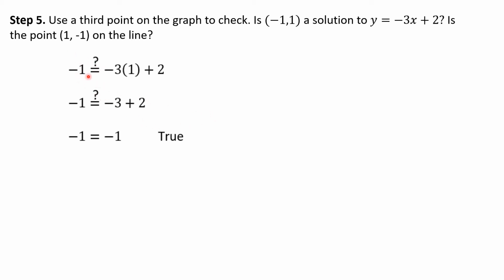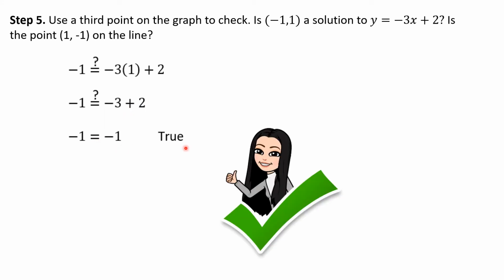So, let's substitute the value of y is negative 1 equals negative 3, and then the value of x is 1, plus 2. So you solve: negative 1 equals negative 3 plus 2, which is negative 1 equals negative 1. Therefore, it's true. The point that we got earlier is a solution to our equation, so it is satisfied since negative 1 is equal to negative 1.